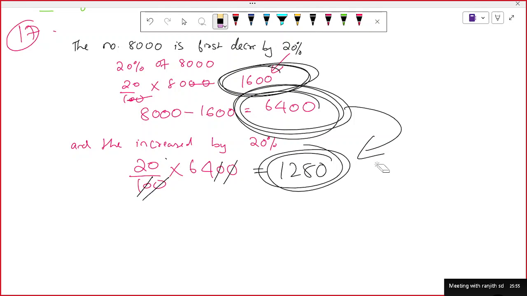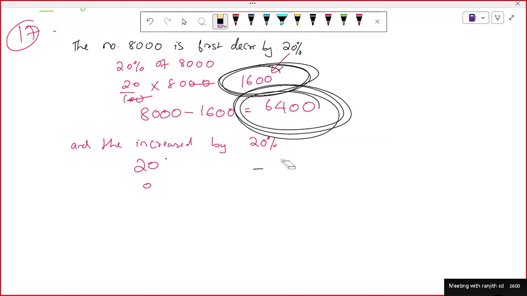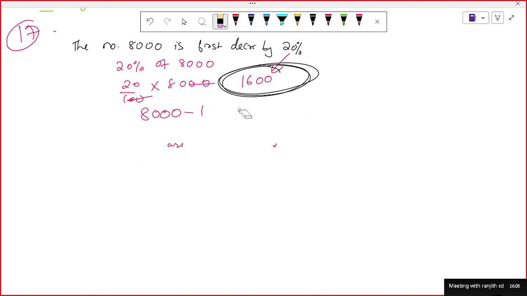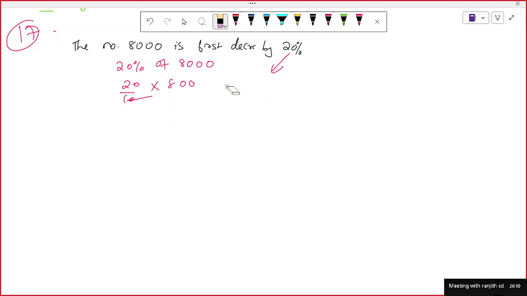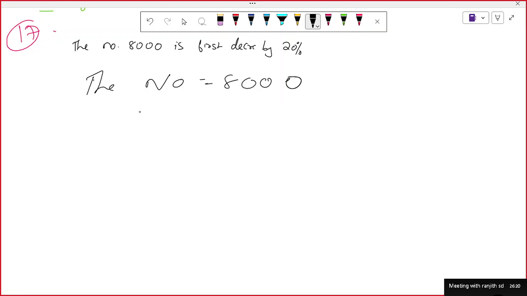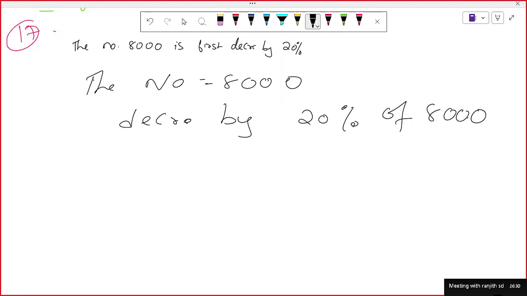Then did you understand this 17th question? 18, 19, 20 are also the same. Nothing different. And I'll tell you the steps of how to write. You can write it in your own words. The number is 8,000. First, decreased by 20%. So you can write the number is equal to 8,000 decreased by 20% of 8,000.